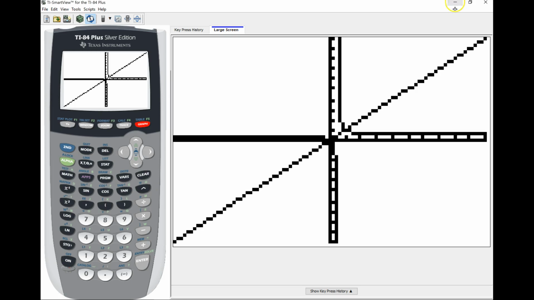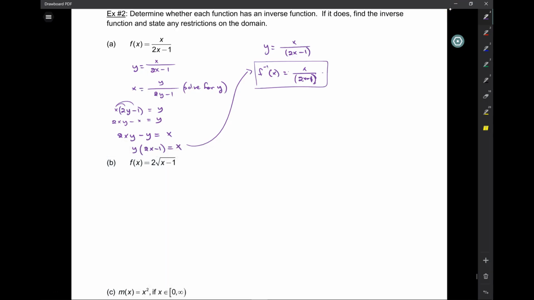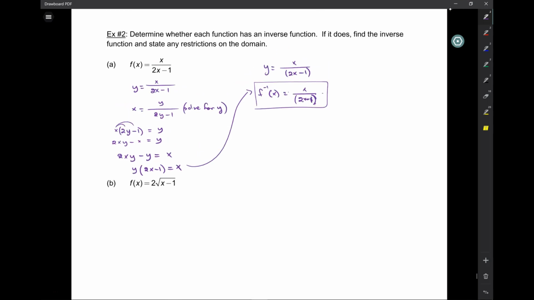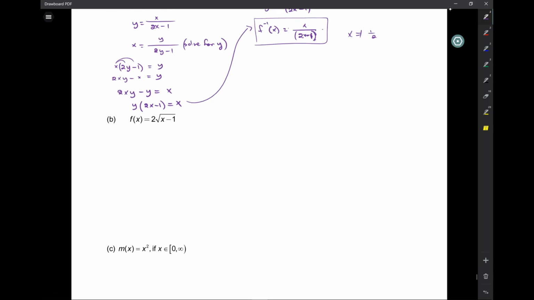It's very, very rare. Yes, it's always around y equals x. So now we found the inverse. State any restrictions. So here x cannot equal 1 over 2. So if you get the same thing back, it means that it's its own inverse. But it's very rare that you get that.